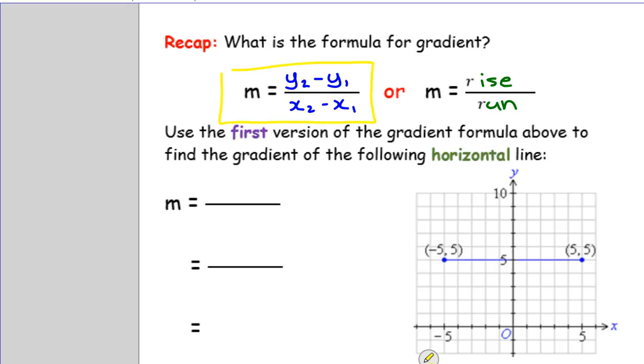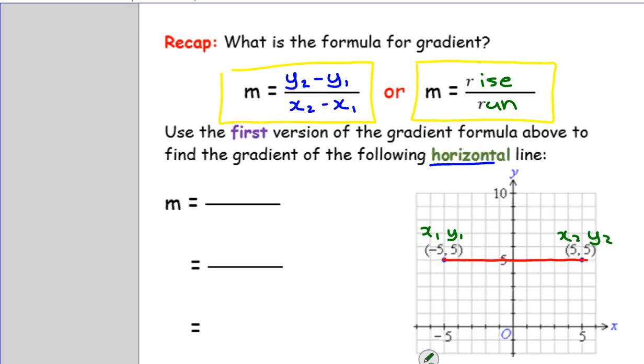Because they're little fancy formulas, I'm going to put them in yellow, just so when you look through, that might be helpful to see. So use the first version of the gradient formula above to find the gradient of the following horizontal line. So here's our horizontal line down here. So we can use x1, y1 and x2, y2. So we can call this one, if you want, x1, y1, call this one x2, y2.